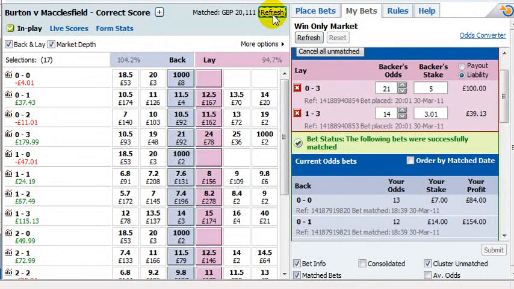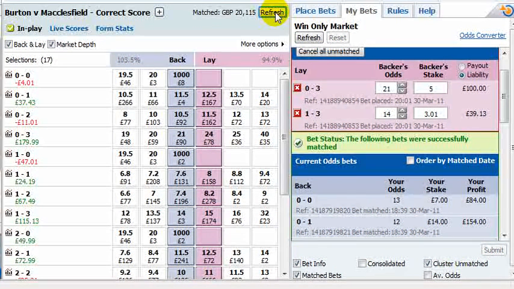Now, I've scratched the 2-1 lay, don't really fancy that. I've come back to the 0-3 and the 1-3. That's where our sort of biggest green is, so we want to try and reduce that green and therefore increase our green onto the other scores.